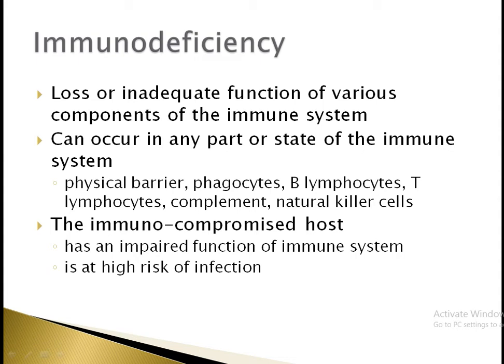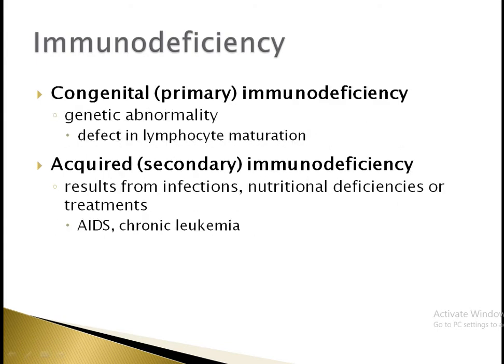Now, what happens if the immune response is not there? Loss or inadequate function of various components of the immune system can occur in any part or state of the immune system: physical barrier, phagocytes, B lymphocytes, T lymphocytes, complement, natural killer cells. An immunocompromised host has an impaired function of the immune system and is at high risk of infection. It may be congenital or acquired.